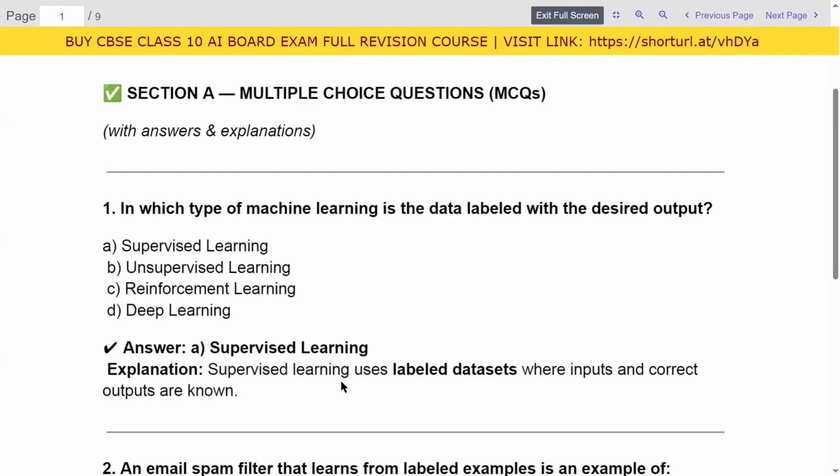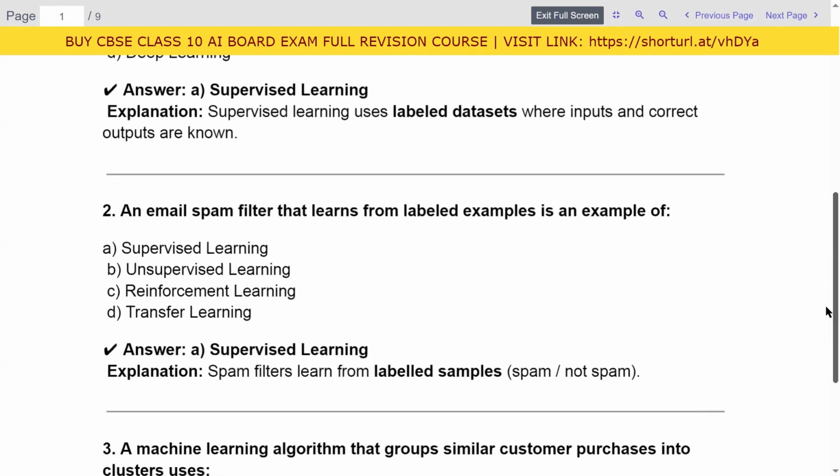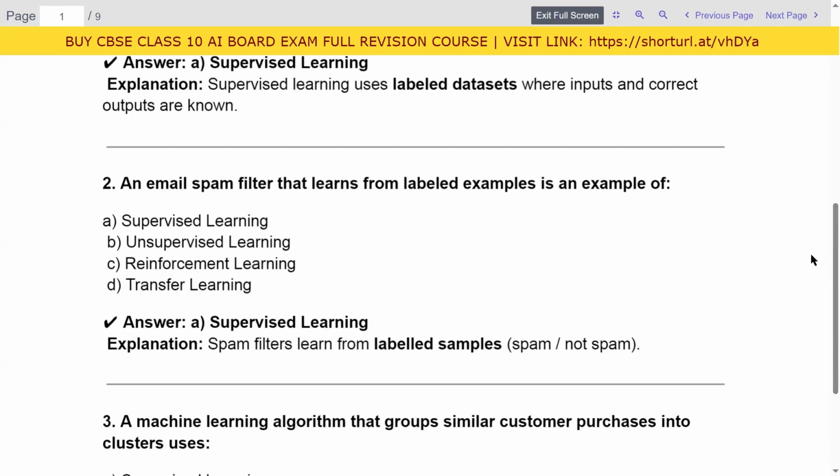And you can see the answer is given with the explanation. Now the next one is saying: an email spam filter that learns from labeled examples is an example of what? So with a spam filter, the machine comes to know whether it's a spam or not depending on the training, on which words are considered to be spam, or maybe some conditions. Here we are already telling the system, so it is a spam. It is supervised learning.